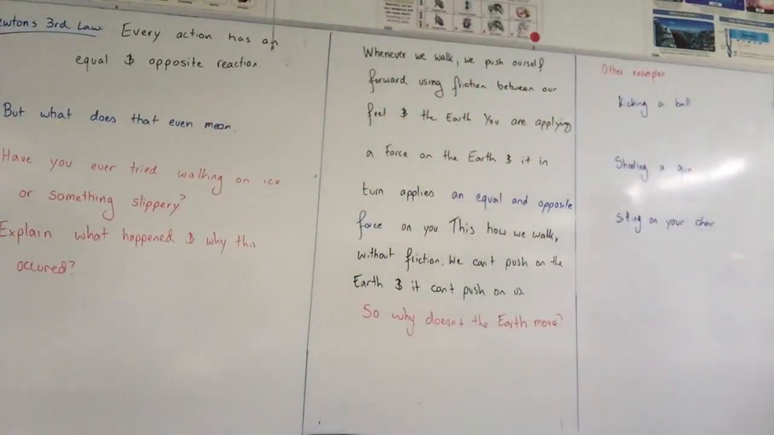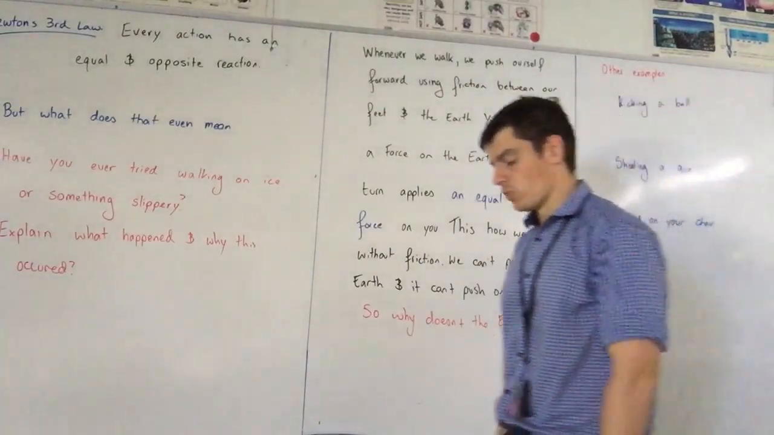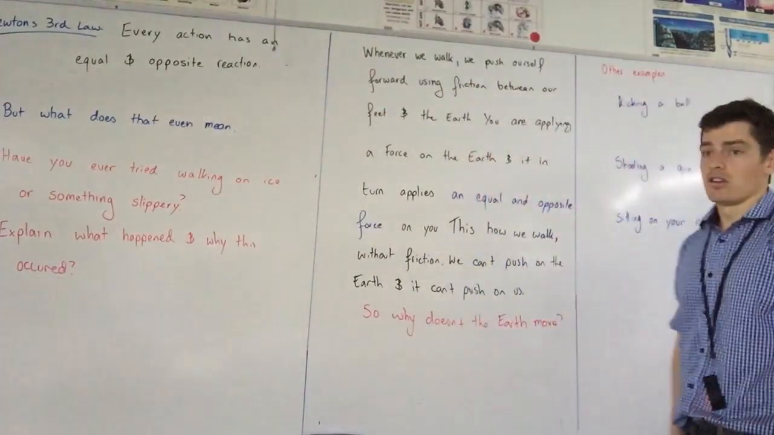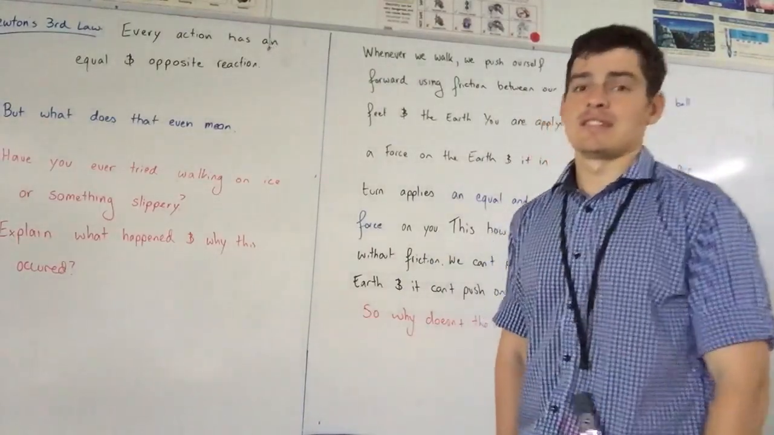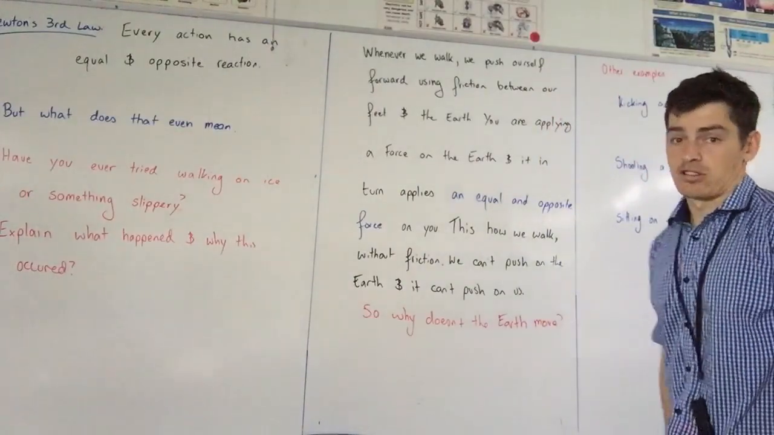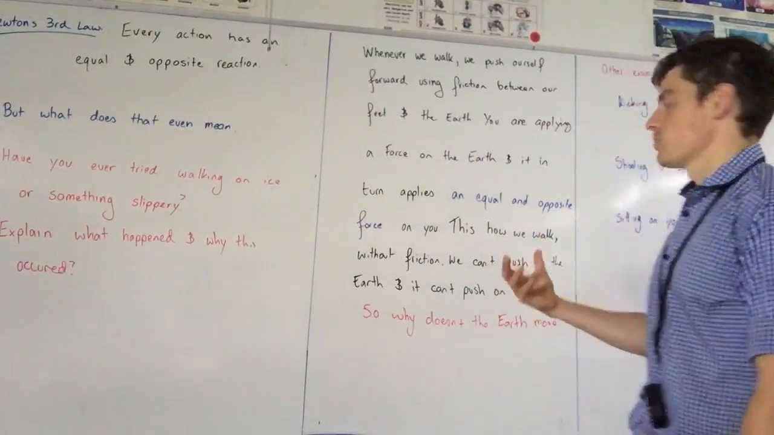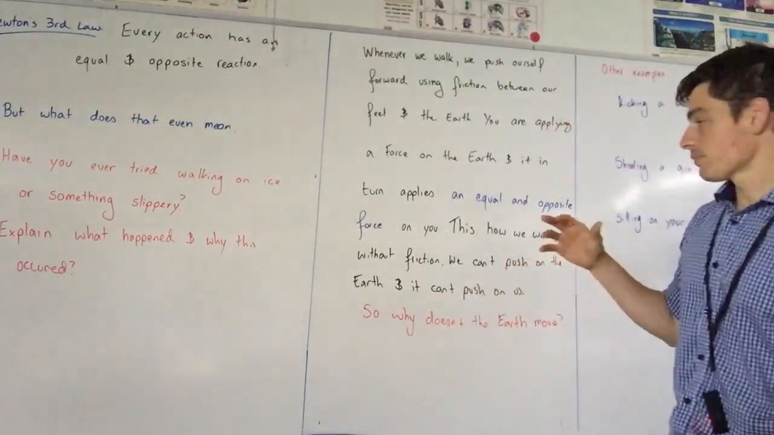You may not realise this, but you're also applying a force on the earth. So when you walk, you push off the earth and the earth is also pushing off on you. The size of that force is exactly the same as the force that you're applying on the earth, but in the opposite direction. So that's where it's applying an equal and opposite force on you. You're pushing on the earth, and the earth is pushing on you.